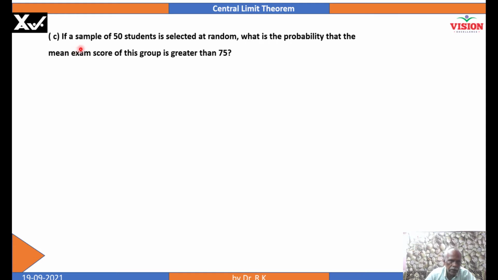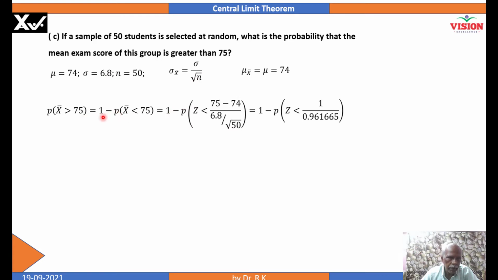And then third question, if a sample of 50 students is selected at random, what is the probability that the mean exam score of this group is greater than 75? So here the standard error is to be used, sigma by square root of n. N is 50. Therefore, mu x bar is 74 and sigma x bar is sigma by root n. So probability of x bar greater than 75 is 1 minus probability of x bar less than 75. Both together are 1. Probability of x bar greater than 75 plus probability of x bar less than 75 is equal to 1. Therefore, we are calculating probability of x bar greater than 75 using this relation.